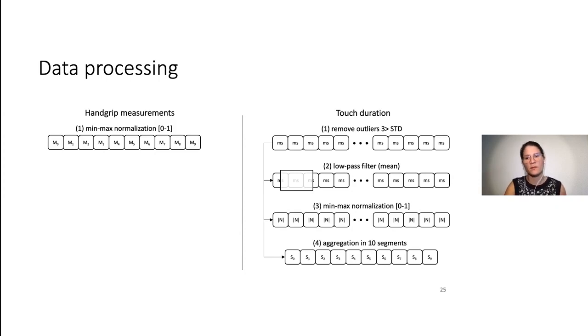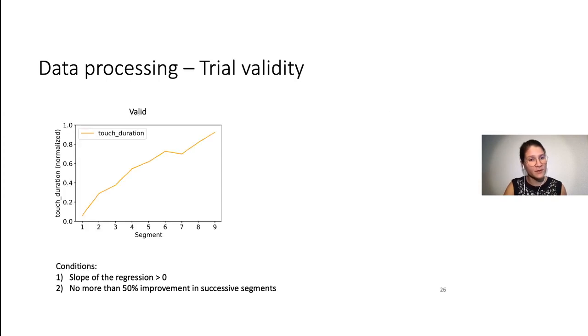handgrip measurements. During our data processing, we introduced the concept of trial validity, and this is to make sure that the tapping task is performed at maximal speed or maximal performance. There are two conditions. That is, first of all, we expect to see a positive slope on the data.